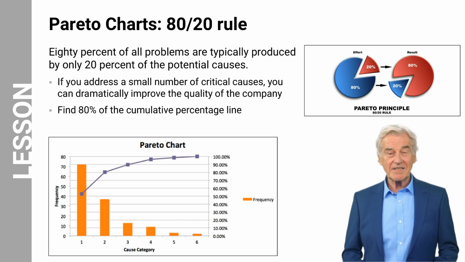There is a theory called the 80/20 rule for Pareto charts, which states that 80% of all problems are usually produced by only 20% of the potential causes. This rule implies that you can reduce the number of defects dramatically by addressing only a small number of critical causes. You can determine which causes are in this 20% by looking at the cumulative percentage line on a Pareto chart and finding the 80% mark. All of the causes that add up to 80% would be the causes that you should focus your improvements on to make a dramatic change in the number of defects. So, in the example Pareto chart above, the causes to focus on would be cause 1 and cause 2.